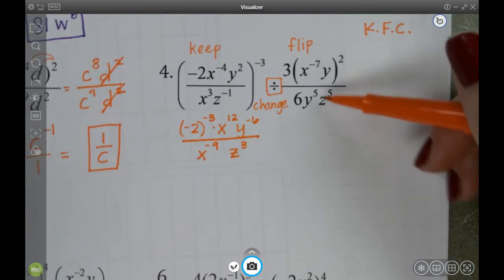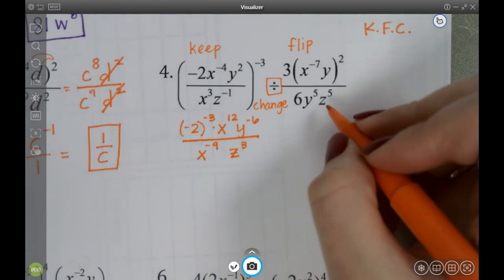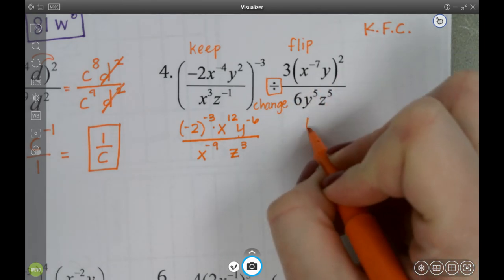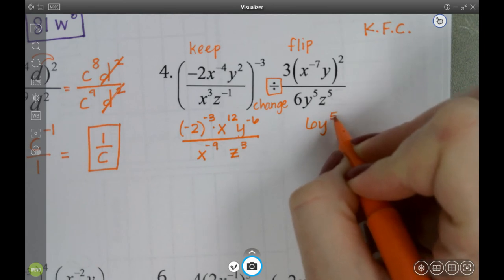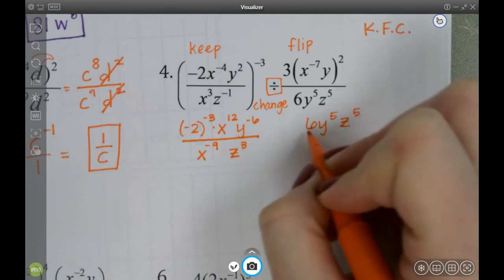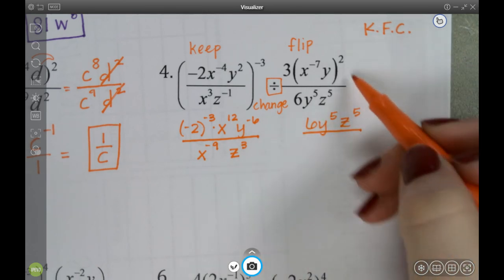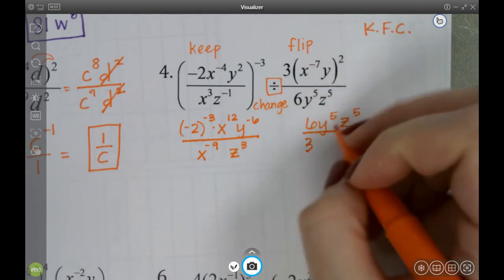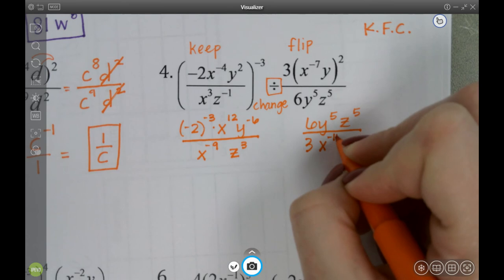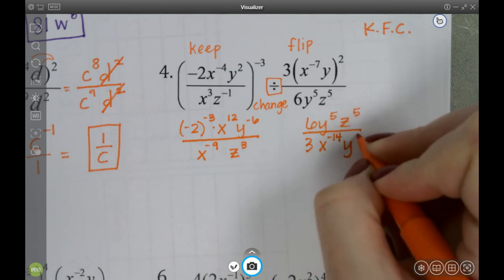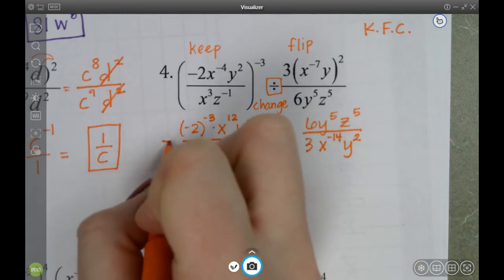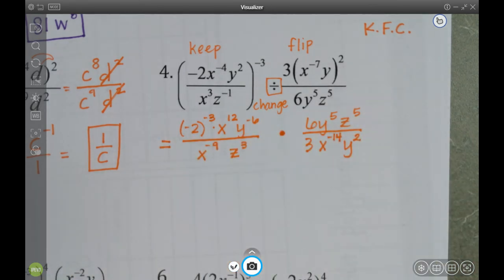I'm going to flip this fraction over here. So the 6y to the 5th, z to the 5th is going to end up in the top. The denominator, I'm still going to have this 3. And I'm going to have x to the negative 14 y squared. I'm going to change from division to multiplication.